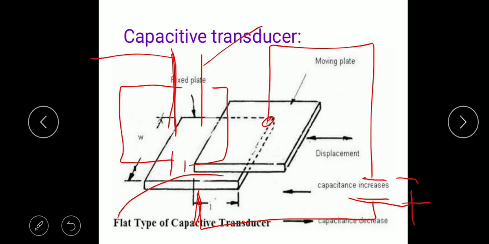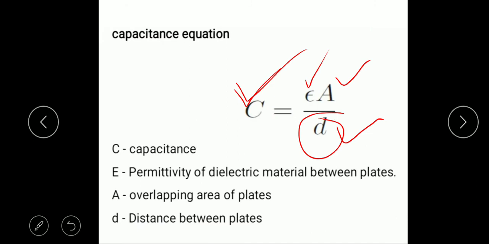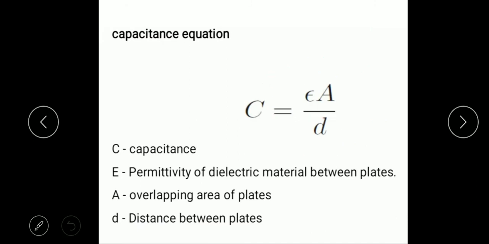Now, how it works, we'll see on that basis. Before that, take a look at one formula: how we can measure the capacitance of the device. The formula is C is equal to epsilon A by D. C is the capacitance, epsilon is the constant permittivity, A is the area of the plate, and D is the distance between the plates.